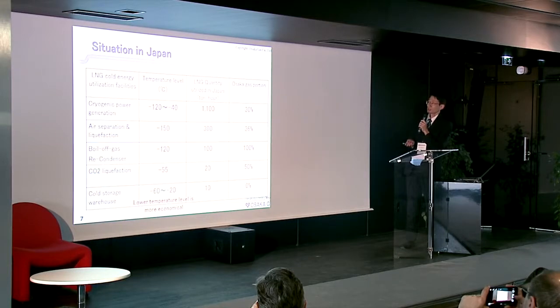This shows the cold energy utilization situation in Japan. Almost all LNG is used for cryogenic power generation. Total amount is about 1,100 tons per hour. Next one is air separation, and third is BOG liquefaction and carbon dioxide liquefaction, and so on. We, Osaka Gas, also occupy a share of cold energy utilization in Japan.